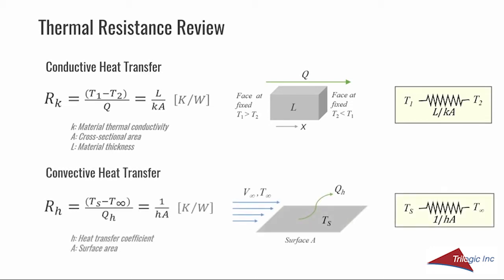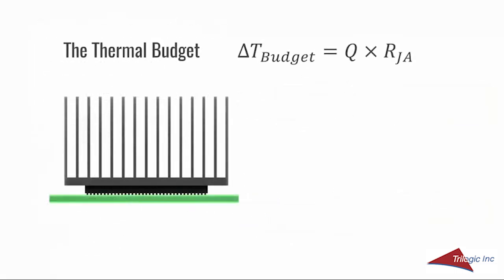For convection, the thermal resistance is 1 over hA, or the inverse of the heat transfer coefficient times the surface area. Let's use that idea of thermal resistances and develop the thermal budget, which is a common approach for estimating the thermal requirements of a heatsink. The delta T budget is the difference between the maximum allowed junction temperature and the ambient temperature. For the Q, we'll use the power dissipation of the device. As a conservative assumption, it is assumed that all the heat flows into the heatsink base.